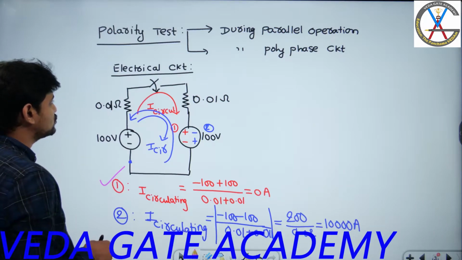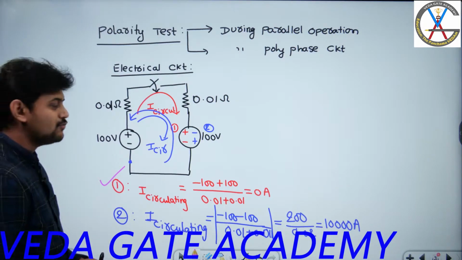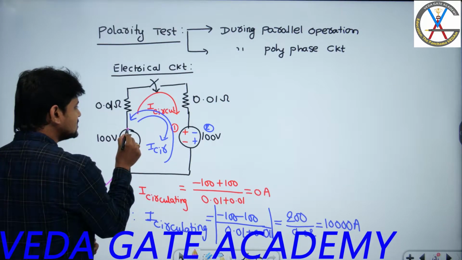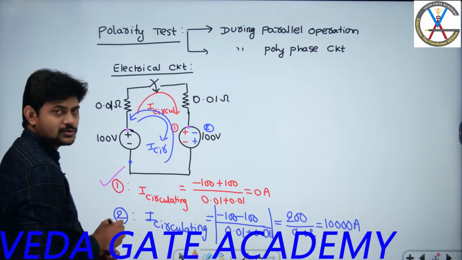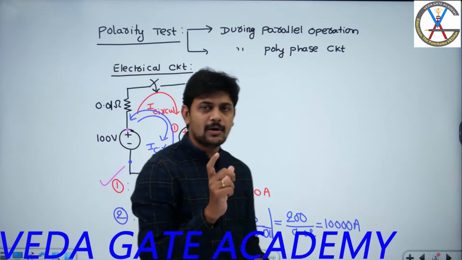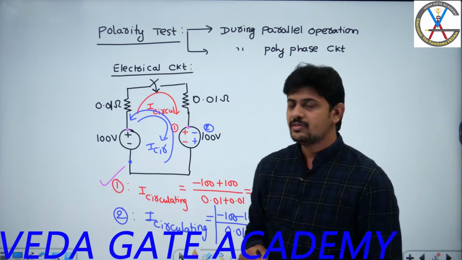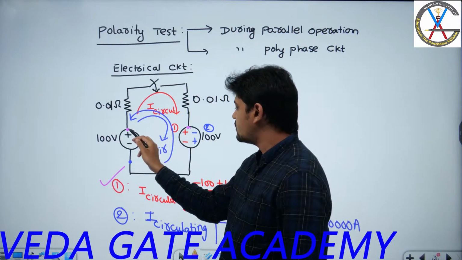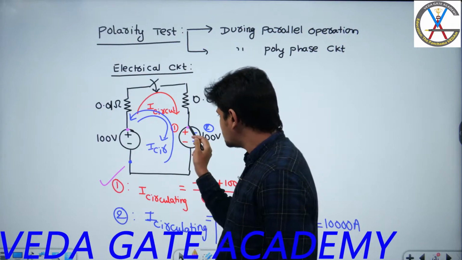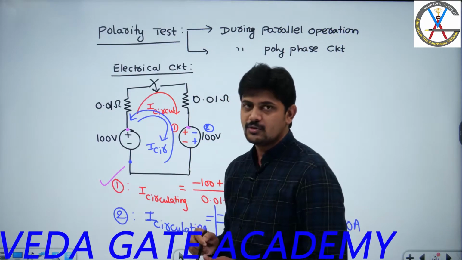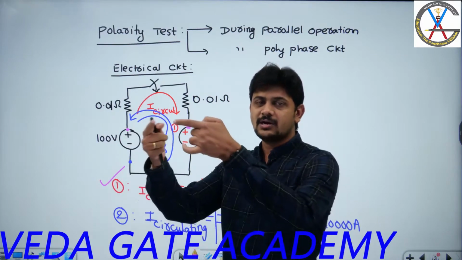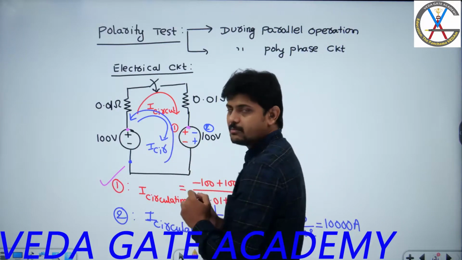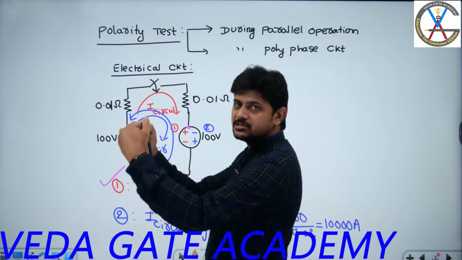So when can I say these two sources are properly connected in parallel? If this is a positive terminal, this should also be a positive terminal. If I want to do proper parallel connection of two sources, they must be connected in such a way that the similar terminals, this terminal having positive polarity and this terminal also having positive polarity, are connected. Both polarities are the same, right? So the same polarity terminals must be joined.